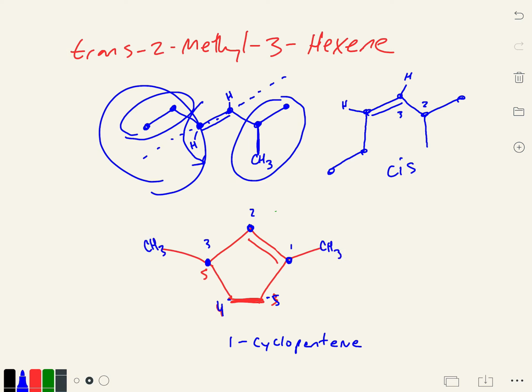So we can say 1,3-dimethyl-1-cyclopentene. 1,3-dimethyl because of the 2 groups. 1-cyclopentene because we have to say where the double bond is. The double bond could have been here. It could have been down here. So we always want to specify that.